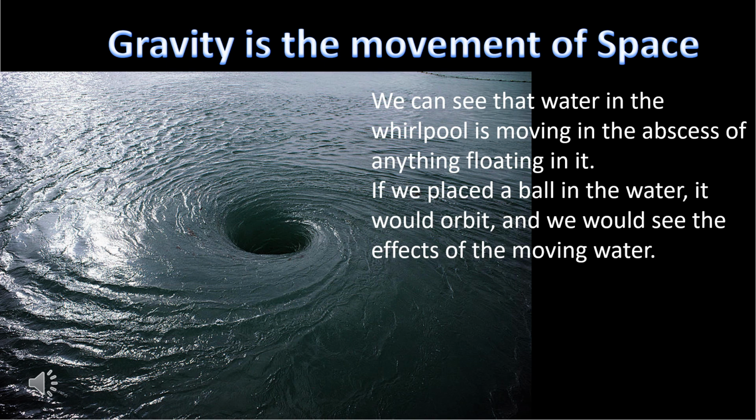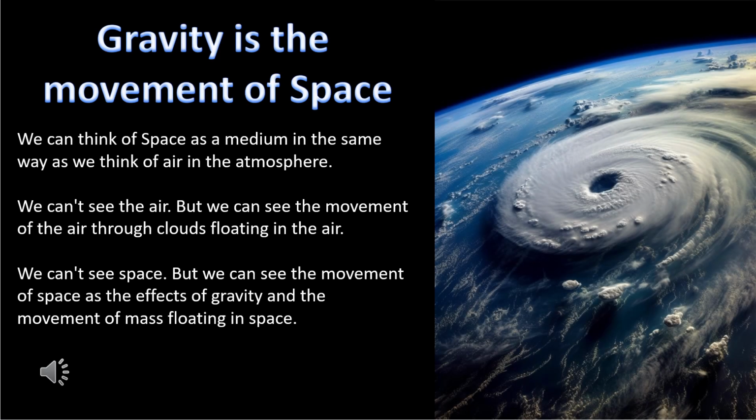If we think of this in space, we can say that space is constantly moving, whether or not we can see it. We only see the movement of space when we see the objects floating in that space, and we see the effects of gravity by the movement of that space. We can think of space as a medium in the same way we think of air in the atmosphere. We can't see the air, but we can see the movement of the air through clouds floating in that air. We can't see space, but we can see the movement of space as the effects of gravity and the movement of mass floating in that space.